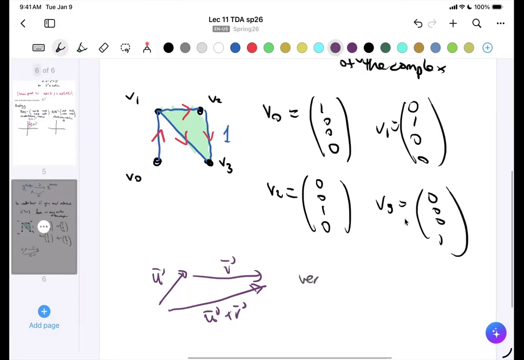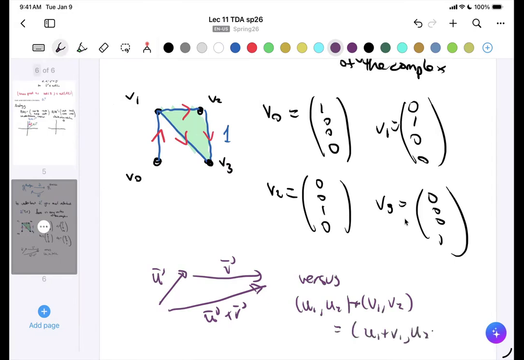Versus just saying that U1, U2 plus V1, V2 is U1 plus V1, U2 plus V2. This operation is the algebraic counterpart to this picture. But it is better to have the picture because that way you understand what actually is happening. If you just say add the entries, you don't know what that looks like.